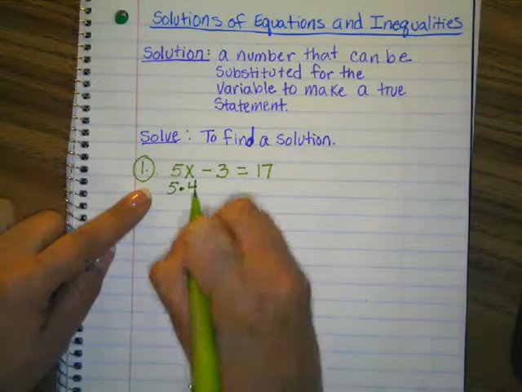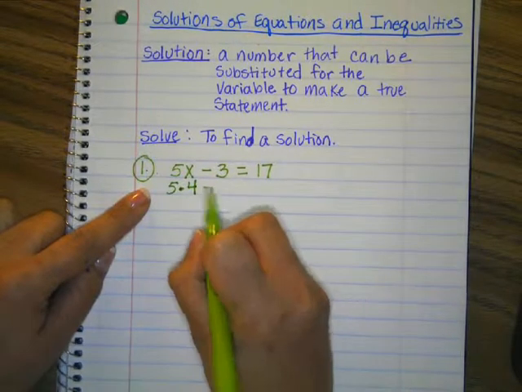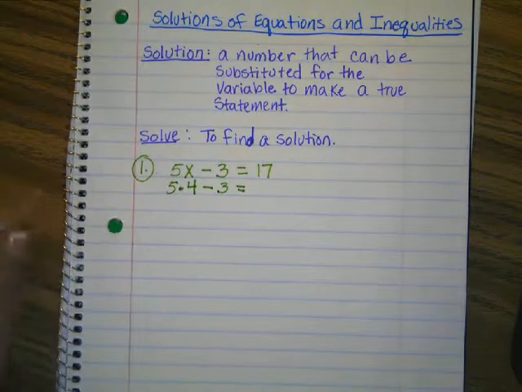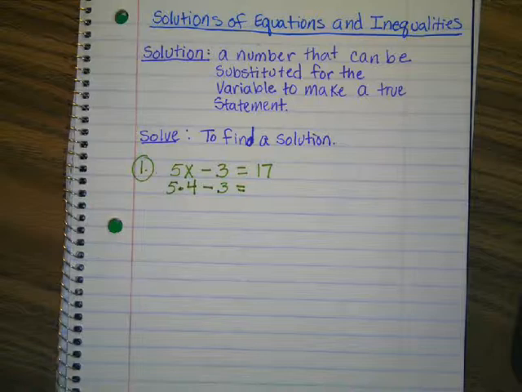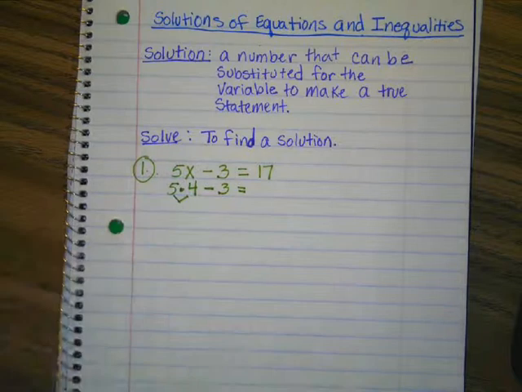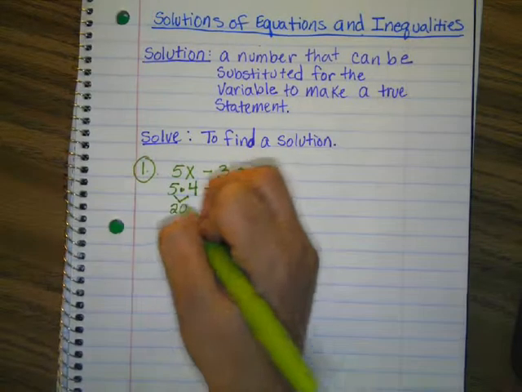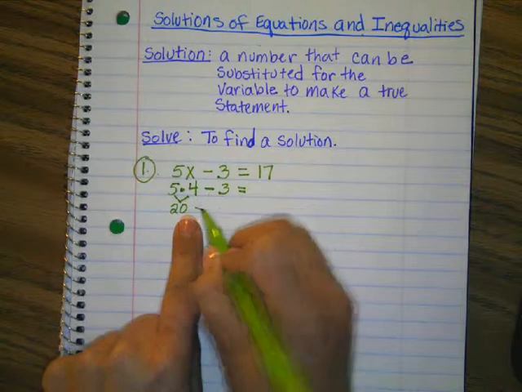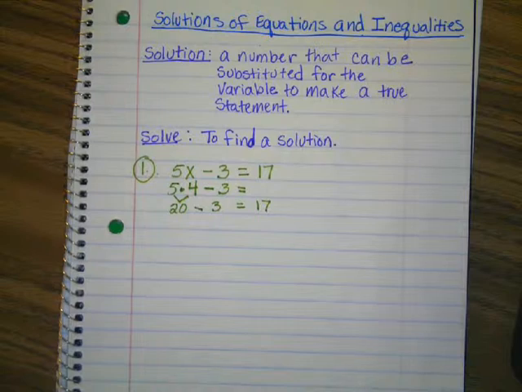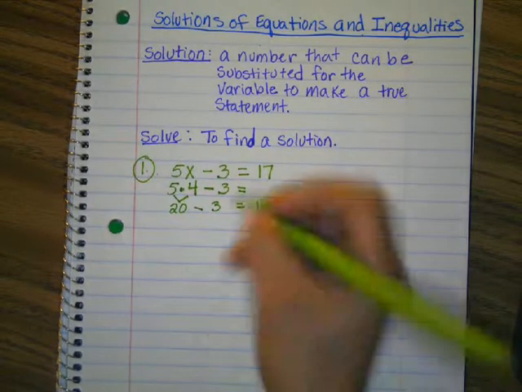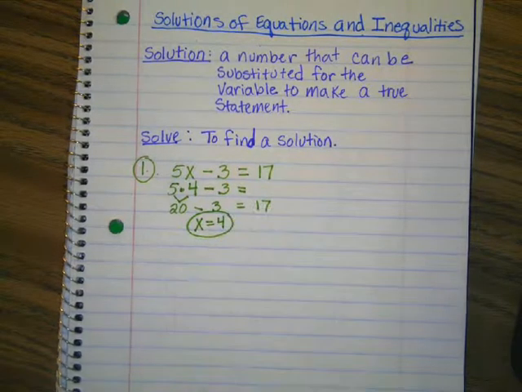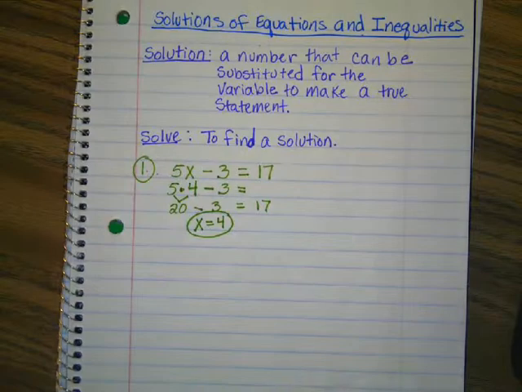Order of operations says, what should I do first? Kyle. Multiply 5 times 4. 5 times 4 is 20. Then I just have 20 minus 3, which gives me 17. So my answer to this one is x equals 4. So I showed my thinking by showing each step. All right, let's look at a second example.